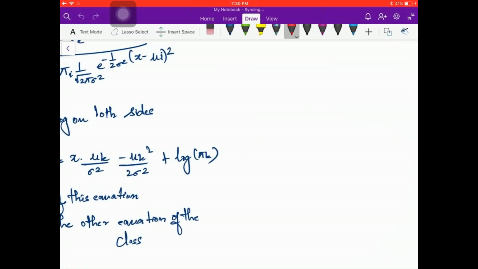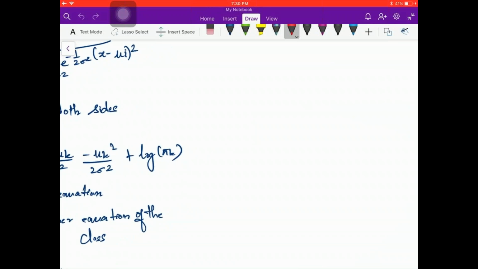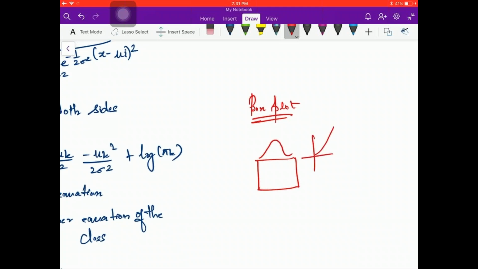So basically, there's something called a box plot. Now I'm explaining this visually, but you may not need to do this visually. Your Python will automatically handle it. Your data distribution can be anything. It can be normal, it can be Poisson, this is exponential. There can be many distributions.